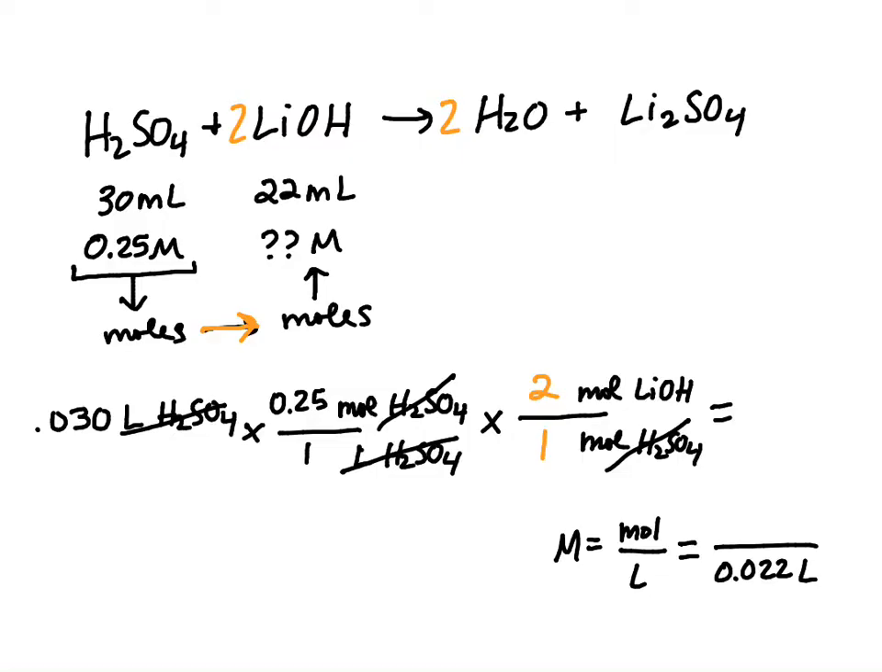So when I type in 0.03 times 0.25 times 2, I get 0.015, and those are moles of lithium hydroxide. So I'm going to put that here, and then I'm going to divide by 0.022. And when I do that, I get 0.68 molar, and that's our answer.